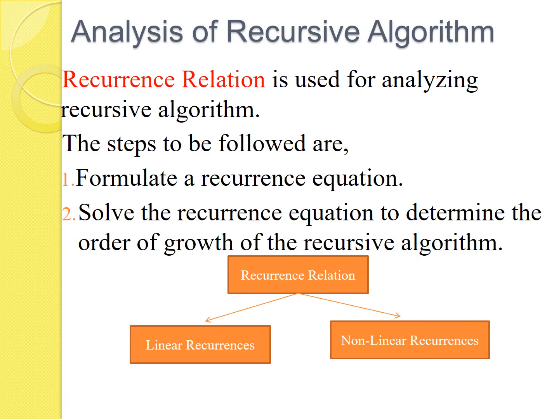How do you analyze a recursive algorithm? Recurrence relation is used for analyzing the recursive algorithm. The steps to be followed are: formulate a recurrence equation to represent the recursive algorithm, solve the recurrence equation to determine the order of growth of the recursive algorithm. The recurrence relation is of two types: linear recurrences and nonlinear recurrences.